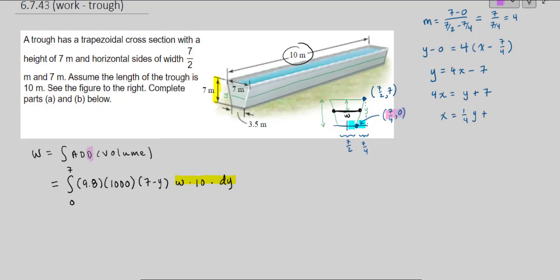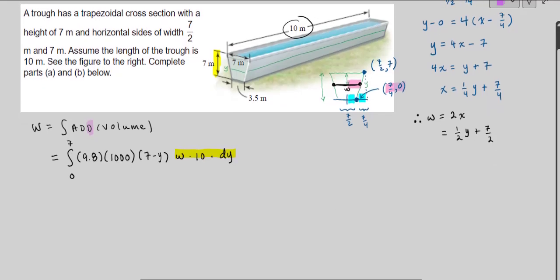Now, since I've isolated x, that is now measuring a horizontal distance. It's not all of w though, right? This is just measuring from the y-axis over. So it's measuring exactly half the width of that element. So therefore, w will be 2 times x, which will give us 1/2 times y plus 7 halves. So there we finally have the width of the representative element for this trough.